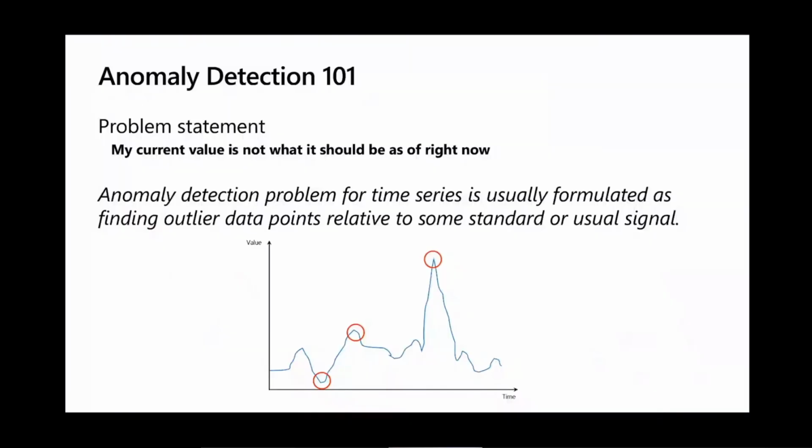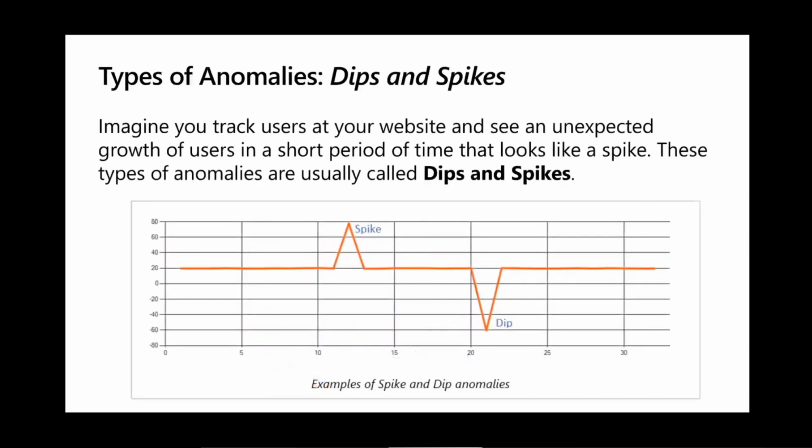Let me try to answer the first question, what is an anomaly and what is a 101 on anomaly detection? An anomaly typically is finding outlier data points that are outside your expectation, so outside relative to some standard or usual signal that you would expect, right? So the first thing to learn is it's about outliers in time series data. That is what you are looking for. And then there are several types of anomalies.